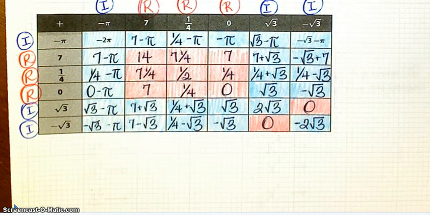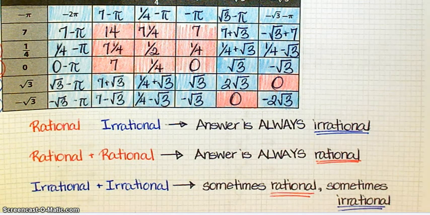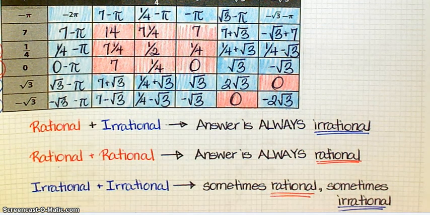So I'm going to scoot this up a little bit so that you can write those 3 statements down. Okay, so we have rational added to an irrational number. Your answer is always irrational. A rational number added to another rational number, and your answer is always rational. But an irrational number added to another irrational number, sometimes it's rational, sometimes it's irrational.